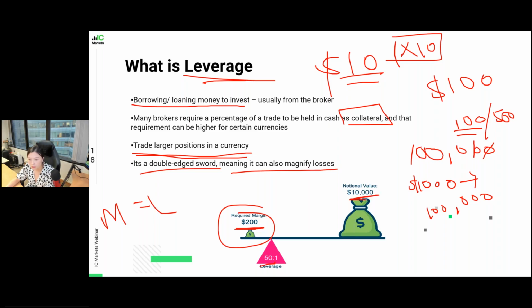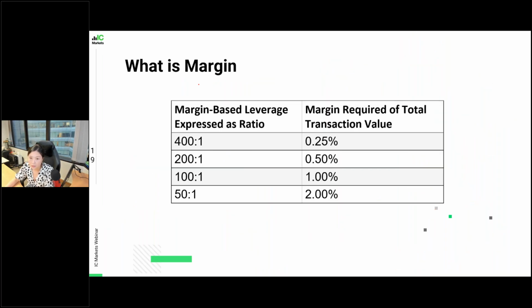Why do they give you this? Let me calculate, one second. Usually your margin and your leverage, yes, correct. So your notional value is 10,000 divided by 50, which gives you 200. So your required outlay is only 200. I'll give you examples here.